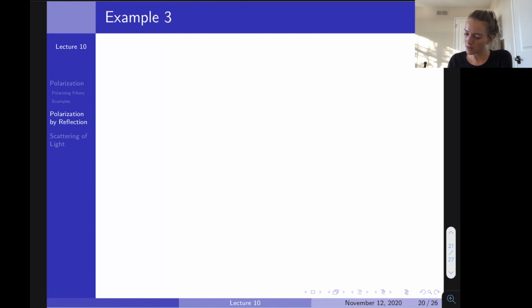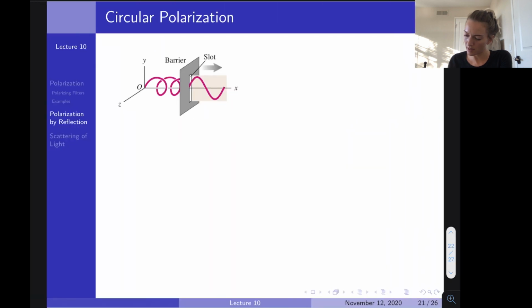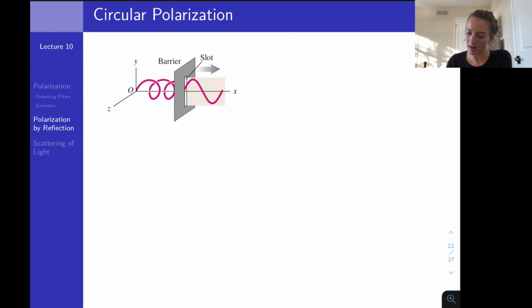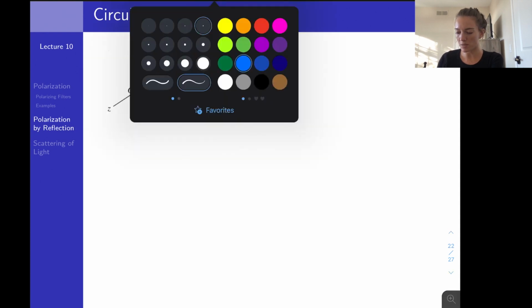Okay, so now let's move on. Now let's talk about some different types of polarization. You don't have to just have vertical polarization where it's just in the y direction or just in the z direction. You can have what's called circular polarization.